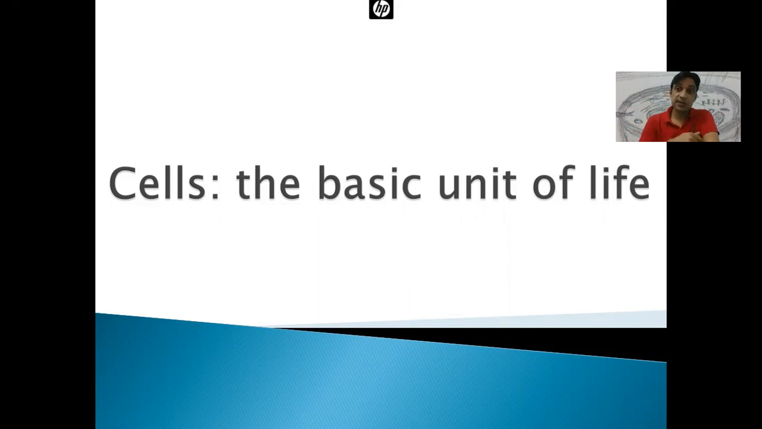And the functional unit because whatever we are doing, like we are respiring, we are exchanging gases because the cells are exchanging gases. We are eating food to produce energy because the cells require food to produce energy. And we are excreting the waste material from our bodies because the cells are excreting waste material from themselves. So in total, the cells are the unit of structure as well as the functions of all the living organisms.